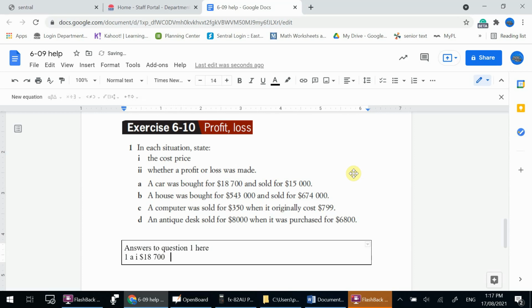And then part 2, 2 I's, we got whether a profit or loss was made. It doesn't say how much, but whether a profit or loss. So we want a word. Now, if your cost price is more than your selling price, then you made a loss. If your cost price is less than your selling price, then you've made a profit. So that's how you do question 1 there.